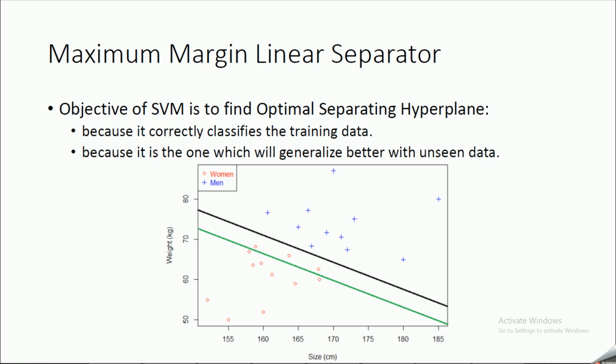Now, what is the objective of SVM? It is nothing but to find an optimal separating hyperplane. Why? Because it will help in correctly classifying our training data, and because it is the one that will generalize better with unseen data. So from these two separating hyperplanes, the black one is the optimal separating hyperplane which we are looking for.